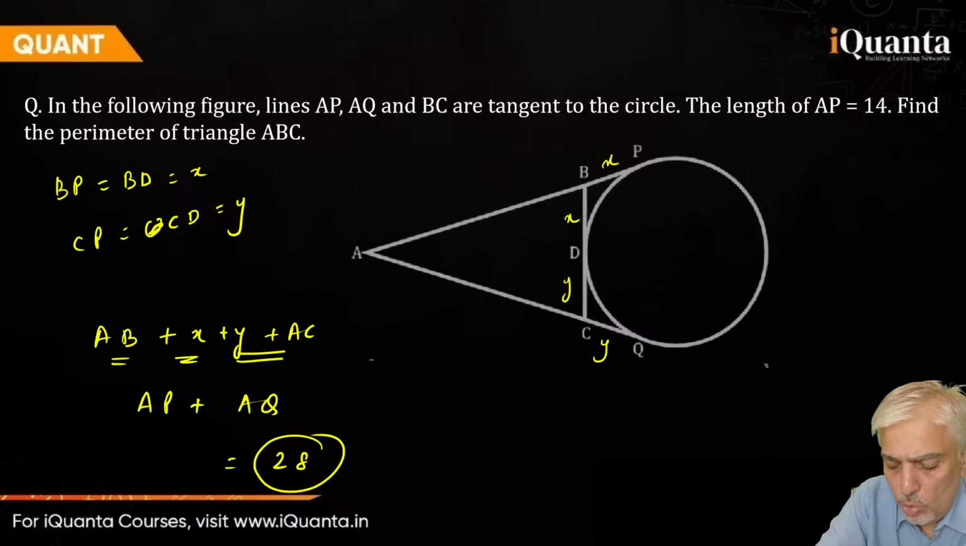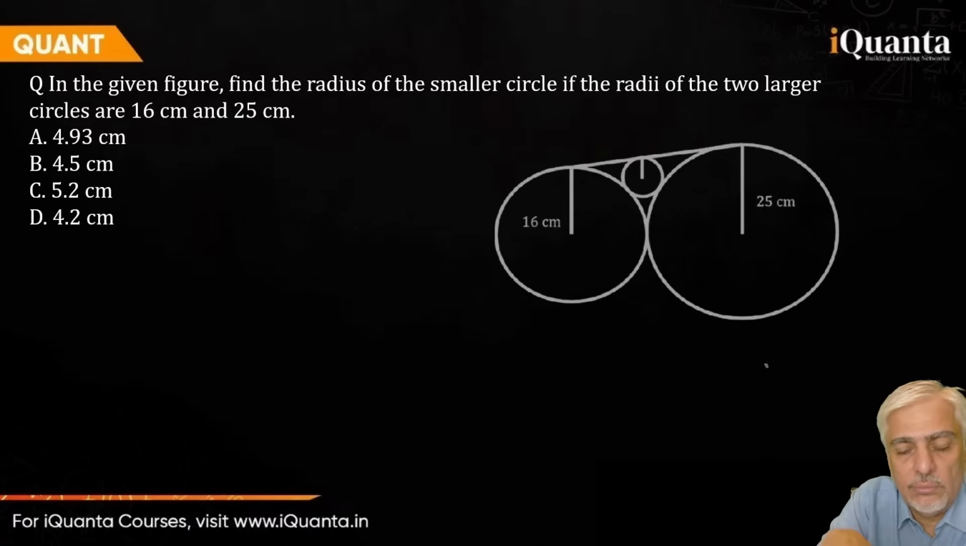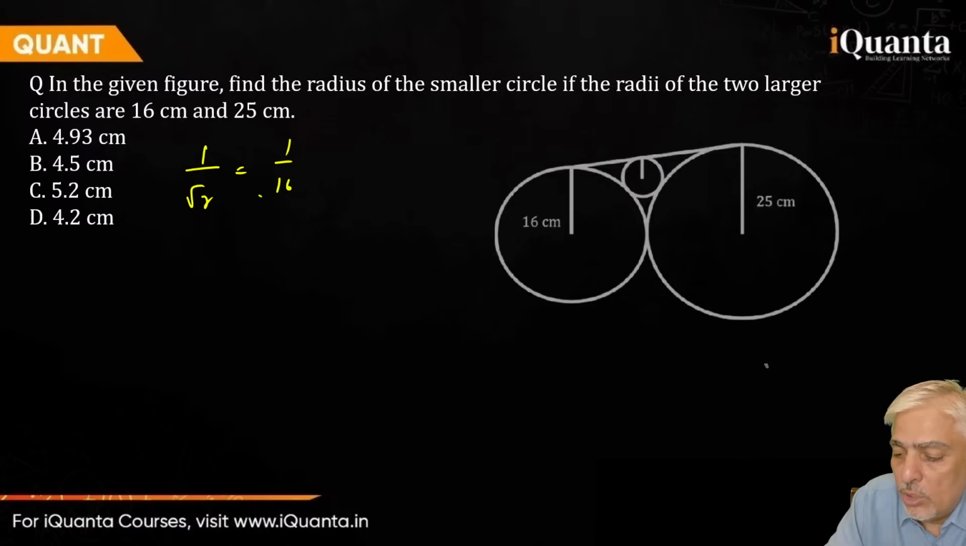Normally, I would say one or two questions, Siddhant, are doable from geometry. The property over here is direct. For right now, you can just learn it by heart. 1 upon root r is equal to 1 upon root 16 plus 1 upon root 25.